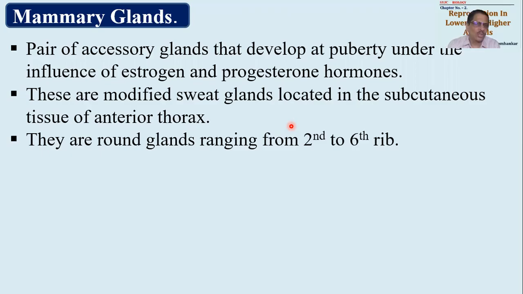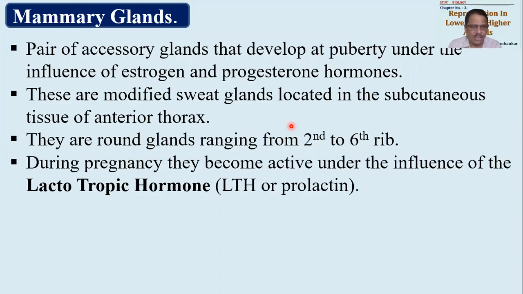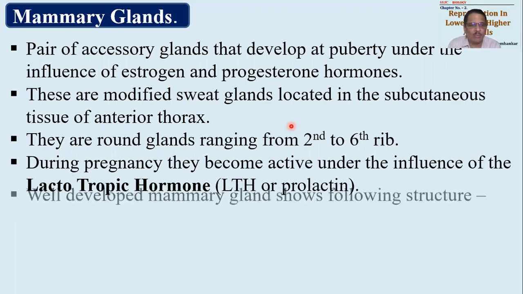There are round organs or round glands available ranging from around second to sixth rib. Second rib से start होके sixth rib तक ये चलते रहेंगे. During pregnancy, they become active under influence of the hormone that I told you. It is luteotropic hormone or lactogenic hormone, prolactin. So this hormone is important.